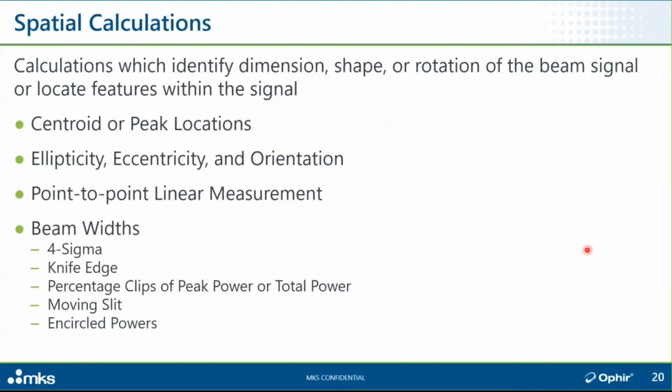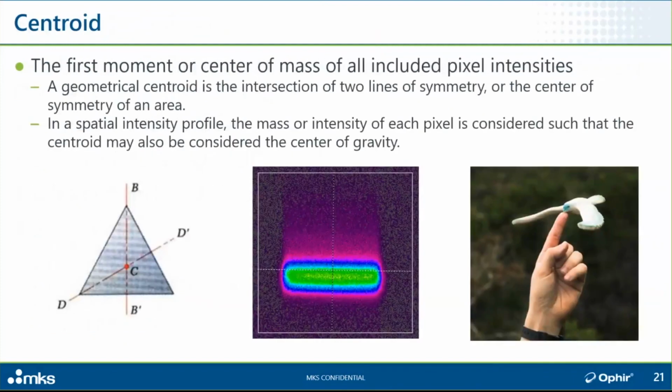These are calculations which identify dimension, shape, or rotation of the beam signal, or locate features within that signal. These include calculations such as centroid or peak locations, ellipticity, eccentricity, and orientation, all off-axis mode results in Beam Gauge. These help define the shape and rotation of a non-circular beam, point-to-point linear measurement, and most importantly, beam widths. So we'll start with centroid.